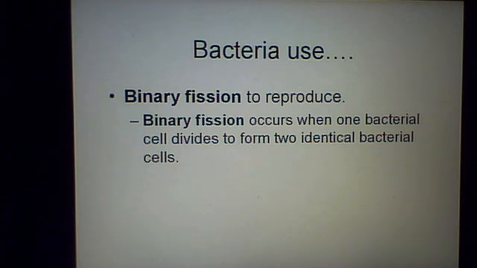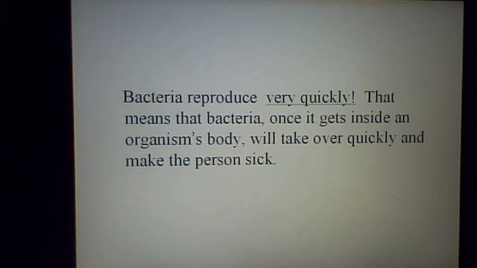Bacteria use binary fission to reproduce. Binary fission occurs when one bacterial cell divides to form two identical bacteria cells. Bacteria reproduces very quickly. That means that once bacteria gets inside a person's body or an organism, it will take over quickly and make the person or the organism sick.